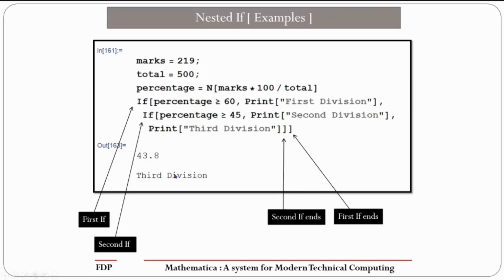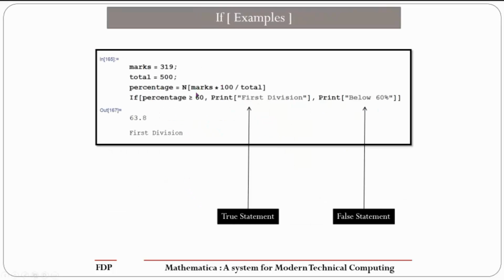So now you will come up to the third division. So try to understand easily how you can make your codes, right? Again, let me repeat it. You are using an if statement here, percentage greater than equal to 60. If it is true, then the first portion will come up. Otherwise, the second portion will come up. That is below 60, right? If it fails, what happens?